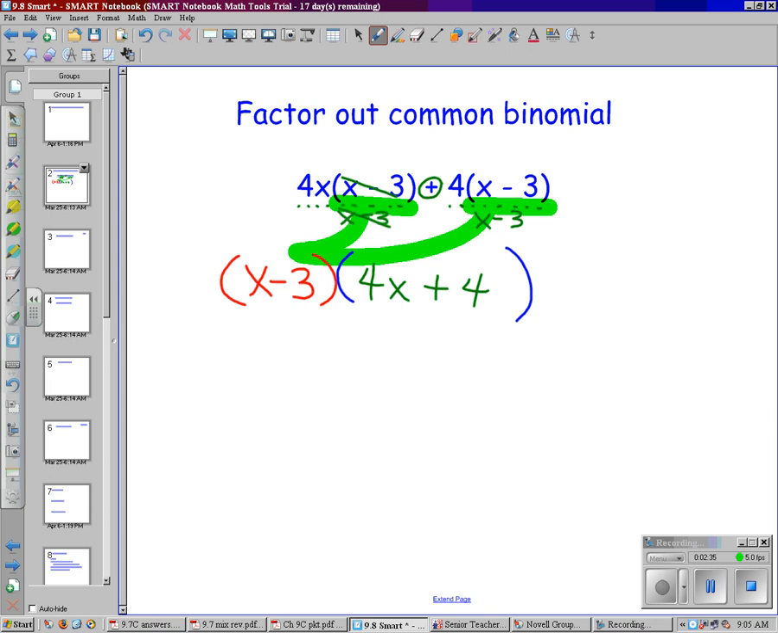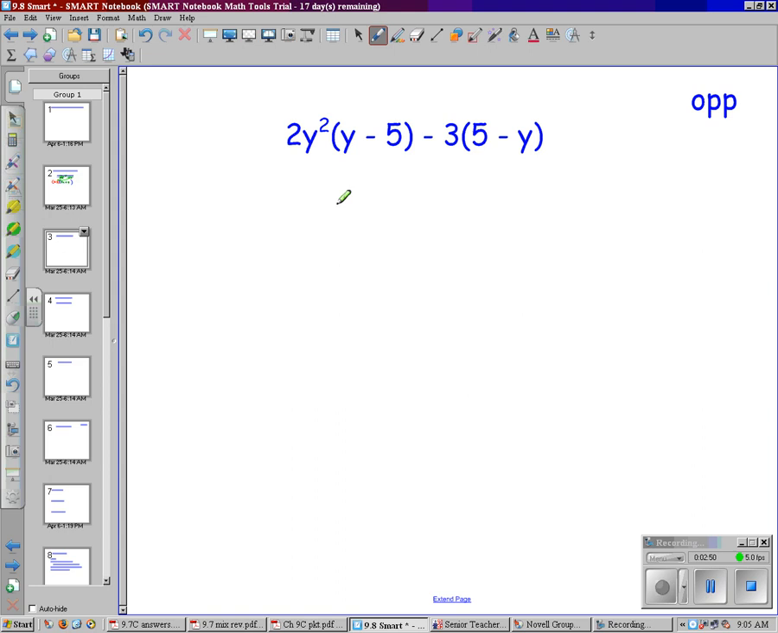So notice that when I divide each of those terms by that binomial, I've got that x minus 3 sitting out front here. I have to write down the other parts of the terms that are left. Are you guys okay there? Oh, we have to talk about this one. I can't just have you do this one.